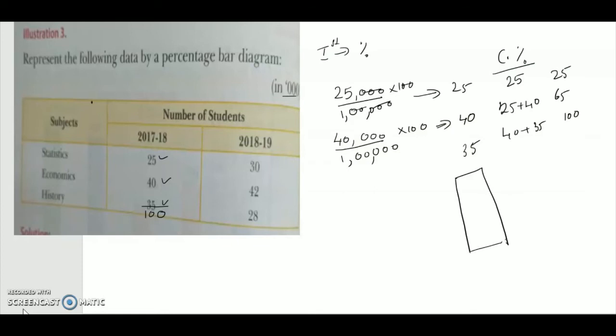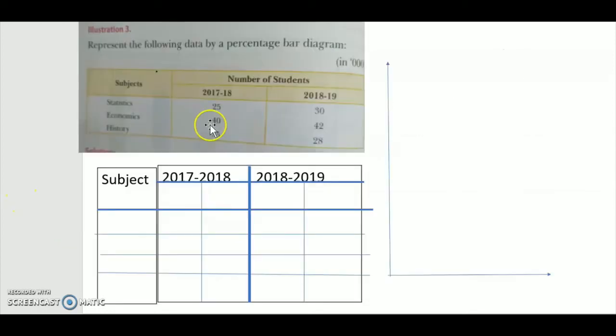Okay, that we can draw in another graph. Here you can see it's given. We can write here the subject and all. First of all, statistics, and the second one is economics, and the third one is history. So first you have to write this table, then the number of students in 2017-18, the number of students in percentage we are writing. Then how much is it? 25, 40, 35, and the total is 100. Okay, total.